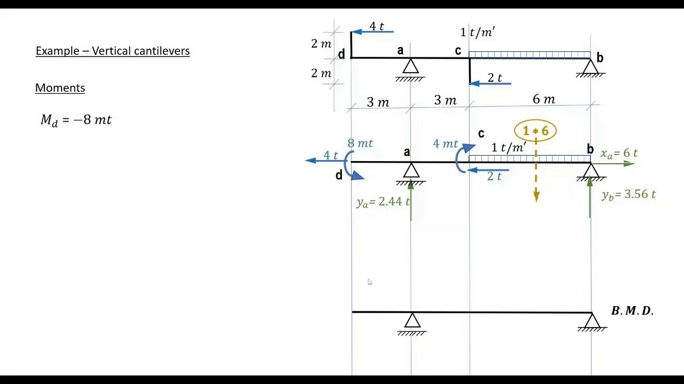Our first moment is moment at D, which is minus 8 meter tons. This is a concentrated applied moment here. The negative value means that the tail of the moment is located above the center line of our beam and will be plotted upwards. Here we are. Moment at A will be the same value if you compute from the left-hand side, minus 8 meter tons.